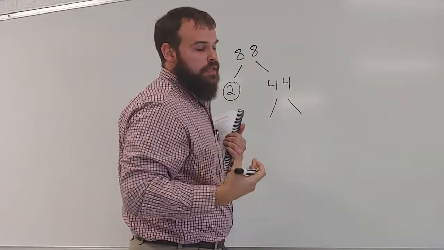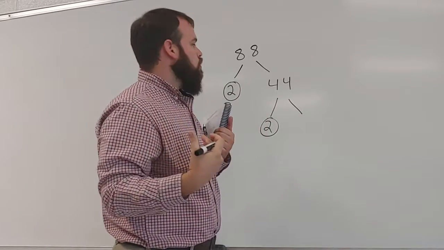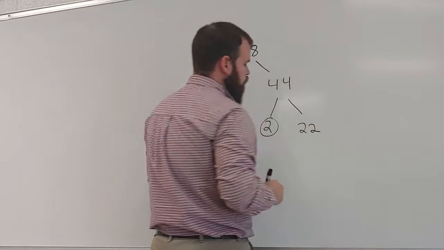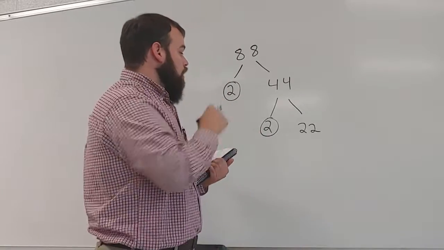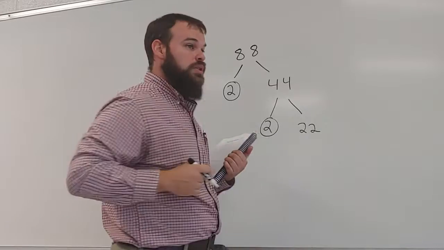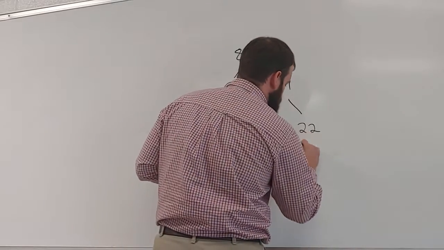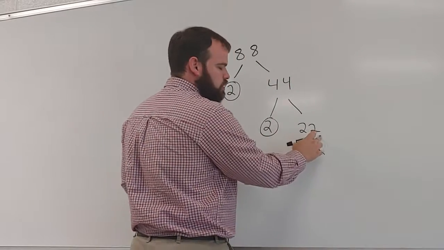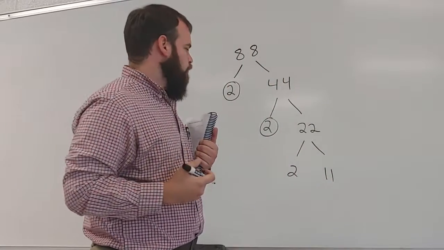2 goes into that because it's an even number. 2 goes into 44 22 times. We're getting closer, but we still have a little bit further to go. So we have 22 here. It's not a prime number. There are other numbers that can multiply together to give us 22. Again, even number. Let's go with 2. 2 goes into 22, well look, 11 times. 11 times 2 is 22.